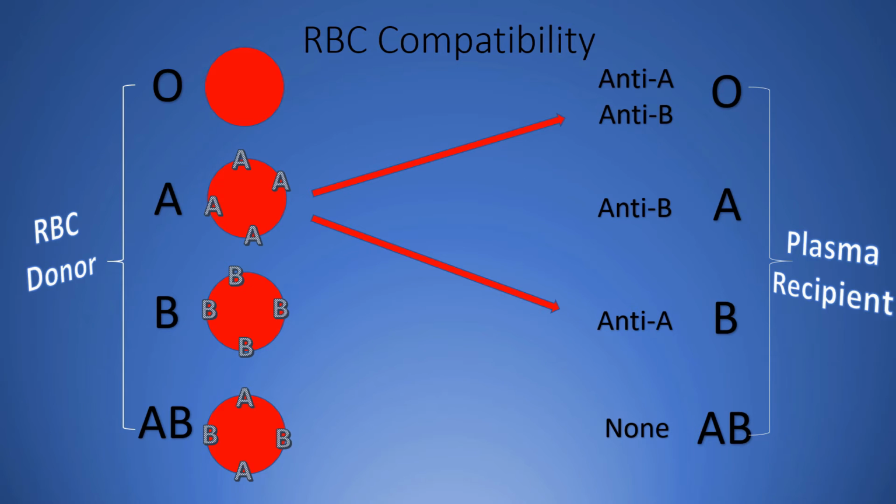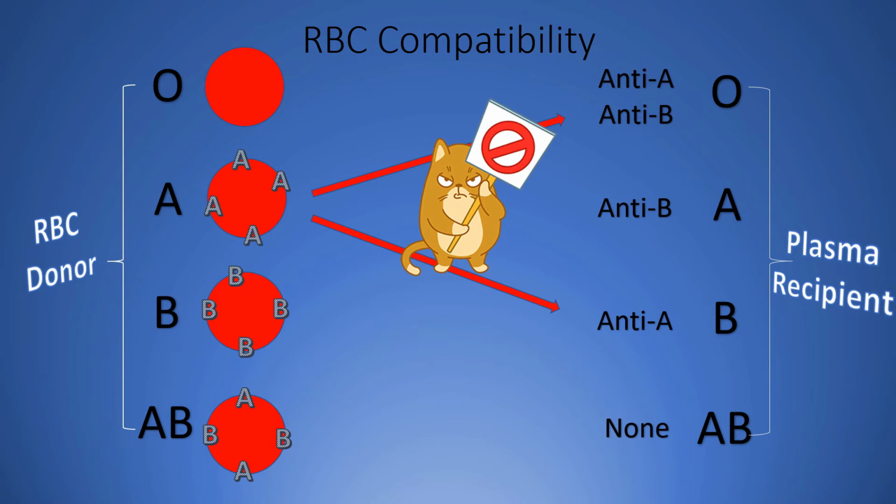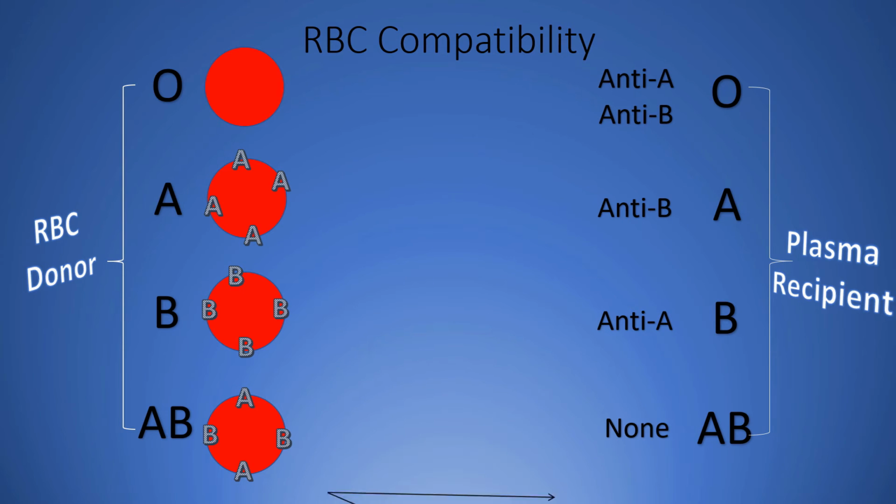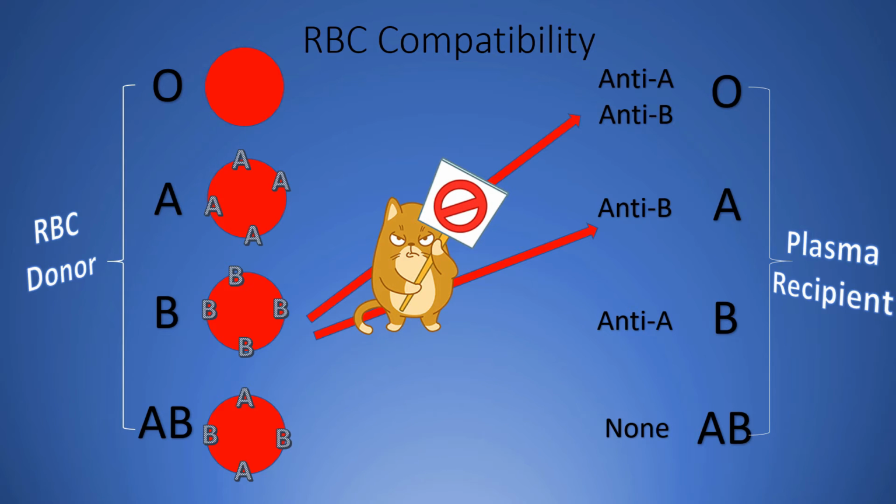Type A donor red blood cells cannot be transfused to either type O or type B patients because they both have anti-A in their plasma, which would react with the A antigen on the red blood cell membrane. This would cause a transfusion reaction. Type B red blood cells can be transfused to either type B or type AB individuals. Type B red blood cells cannot be transfused to either type O or type A individuals because they both produce anti-B antibody that would cause a transfusion reaction with the B antigen on the red blood cell membrane.